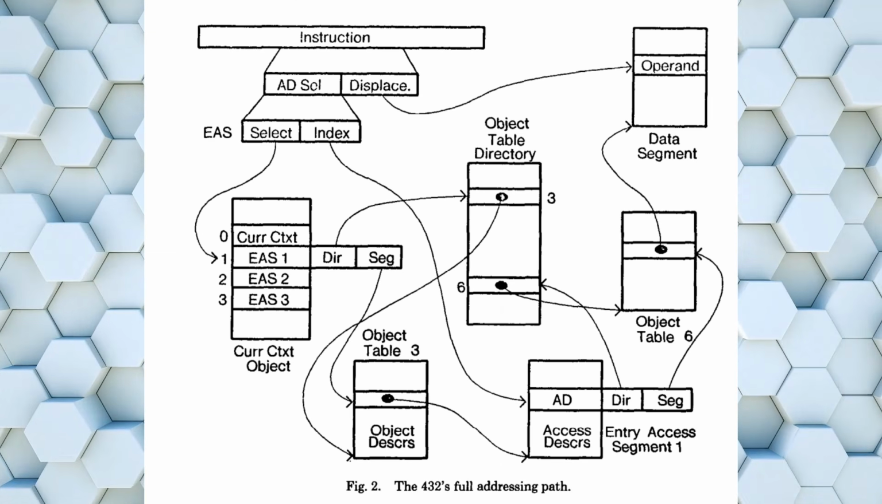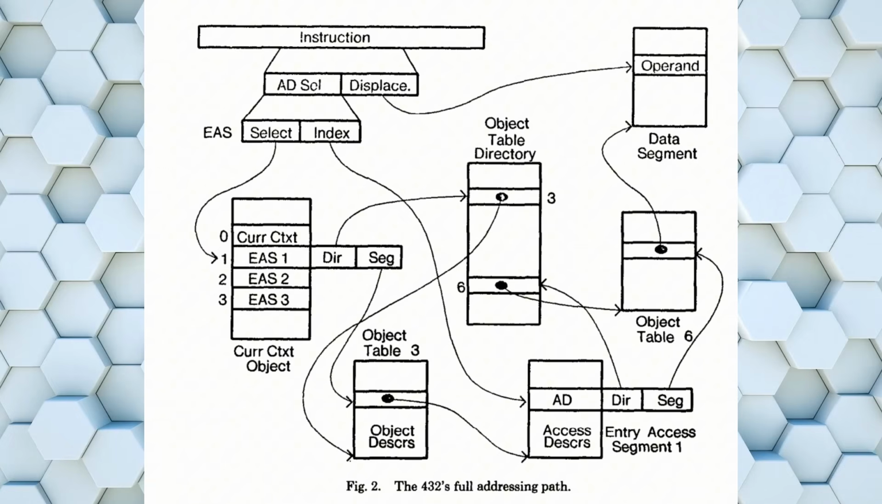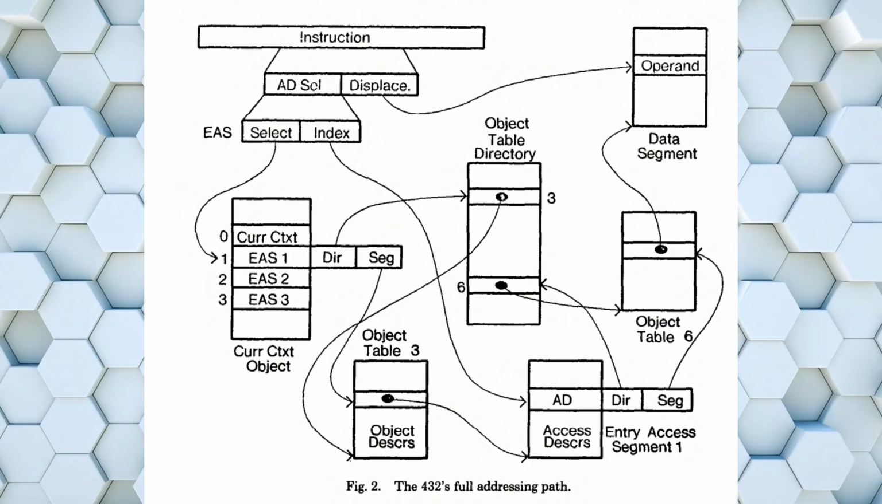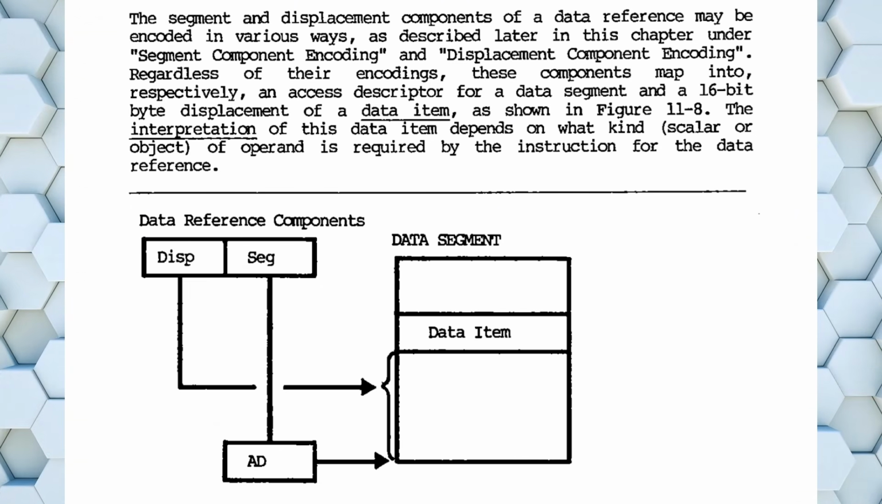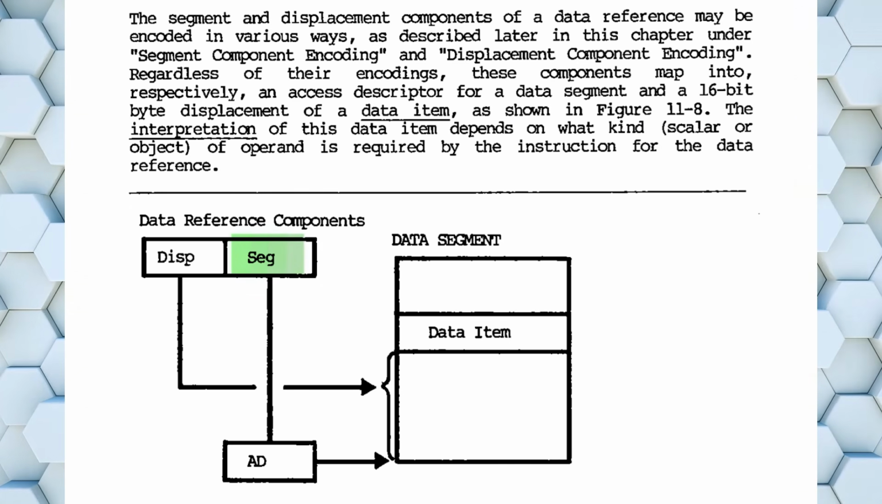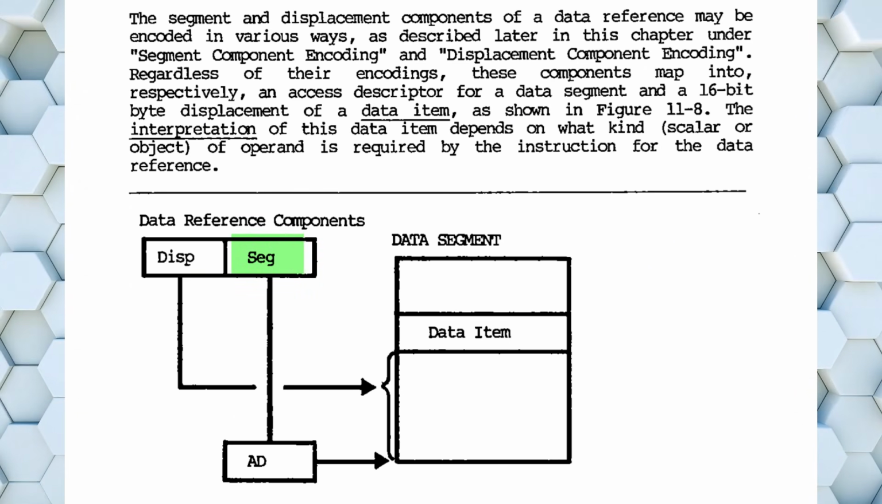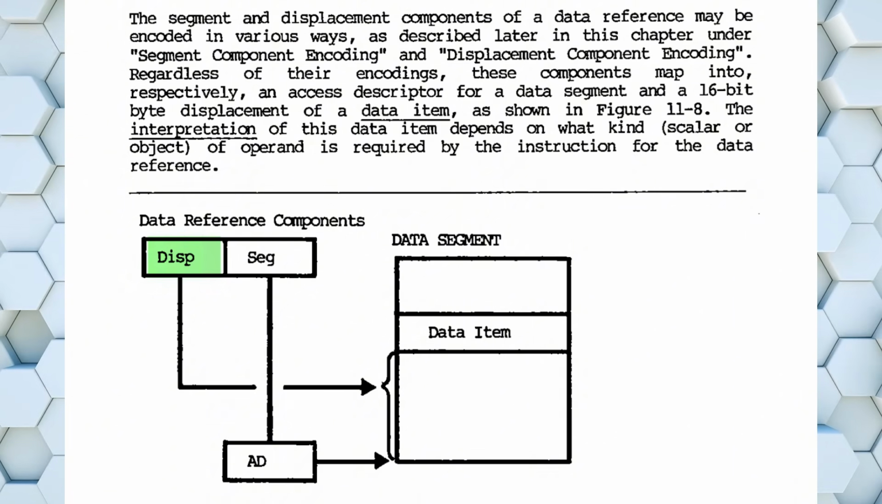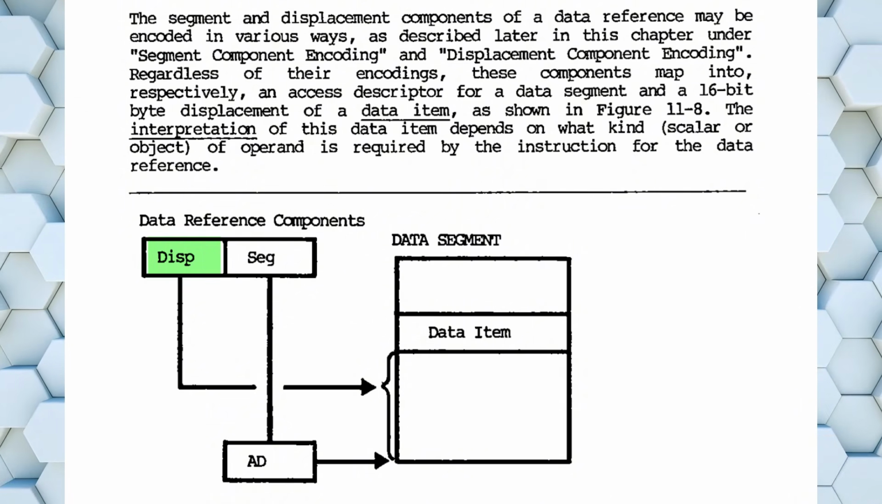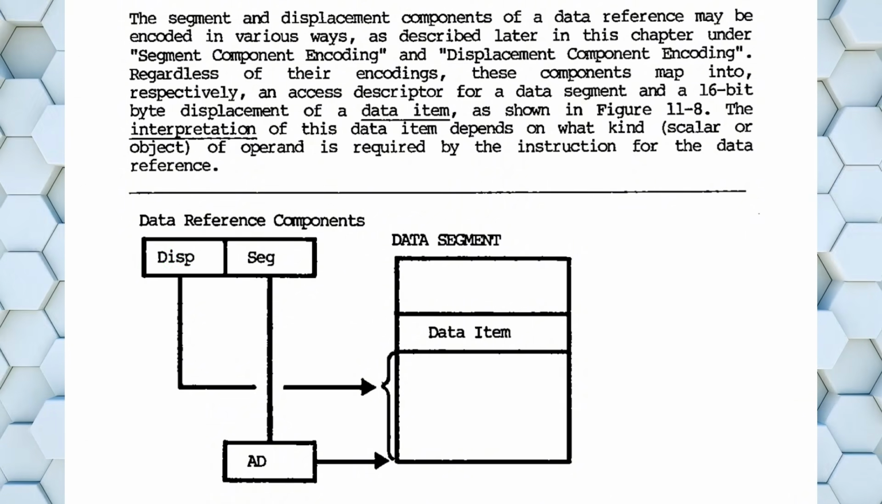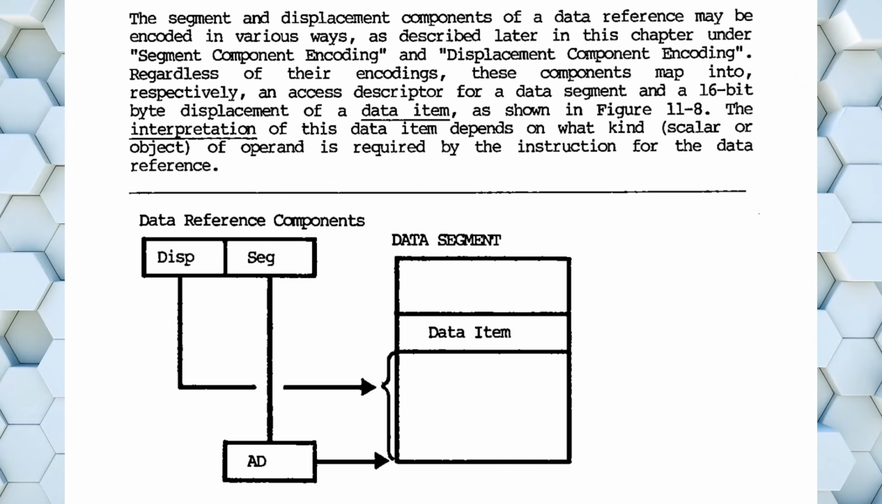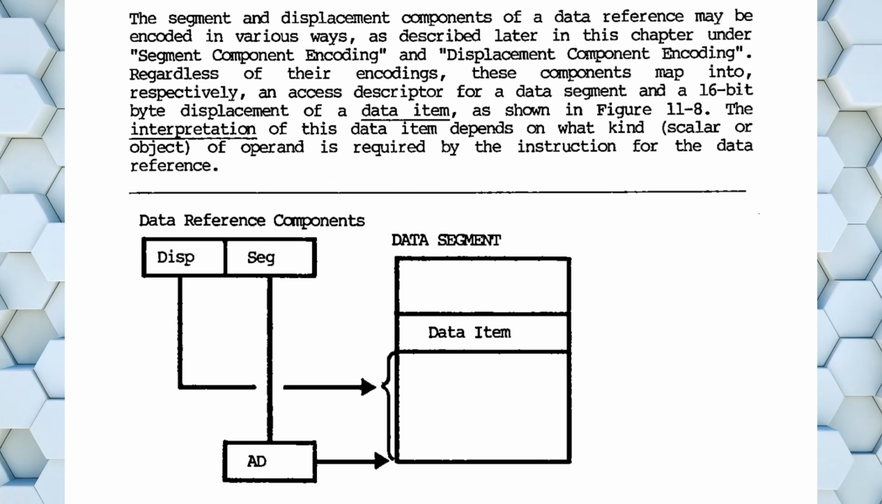How does addressing work then? The bad news is that it is complicated. Addressing is done in two steps. Firstly, GDP resolves the address of a data segment and then it computes the offset inside that data segment. Both parts have different encoding options, so let's start with data segment location.